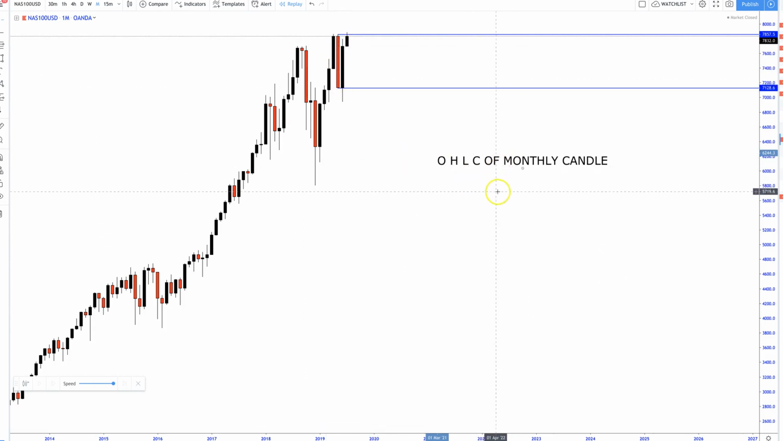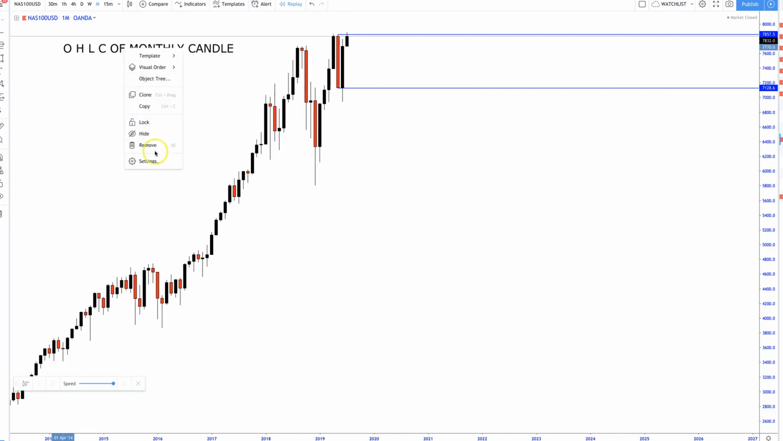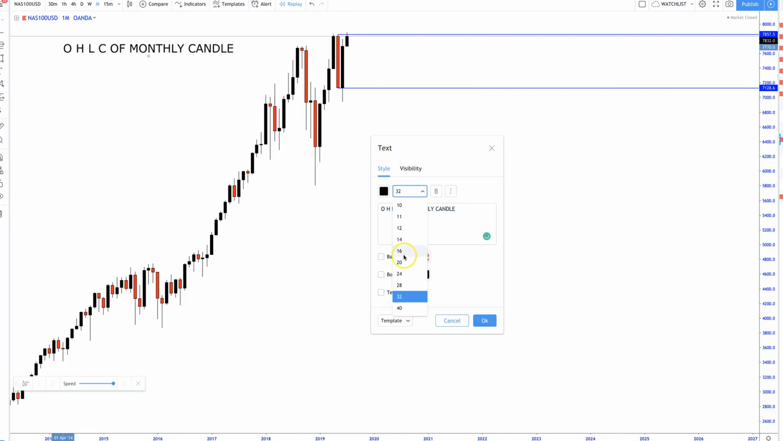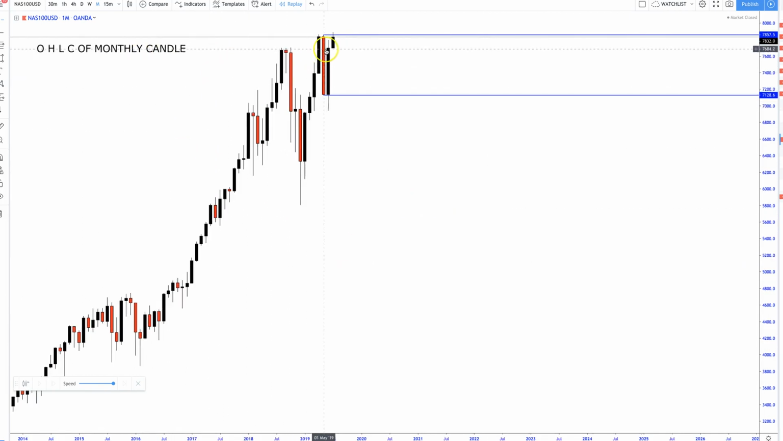So OHLC of monthly candle. Put it over here, make it a bit smaller, in case we add on more notes. So the open, high, low, close of the monthly candle. Then we want to focus on this candle. It closed, so this one here is the 1st of June. So we're going to go down straight from the monthly.